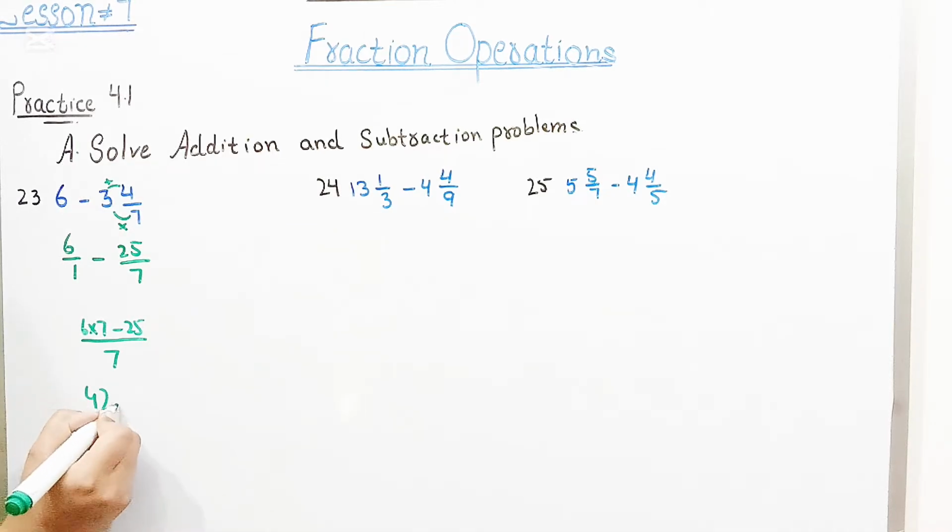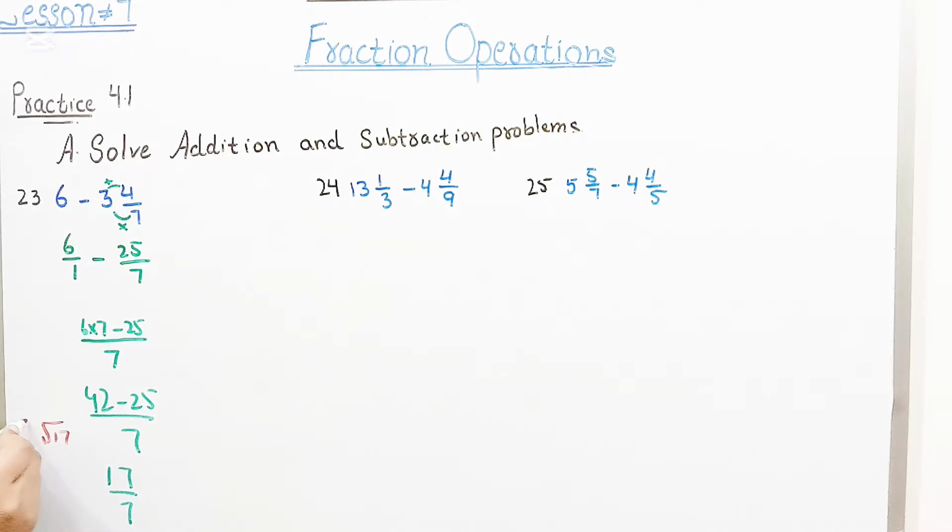42 minus 25 divided by 7, 17 over 7. When I divide them, 7 2s are 14, 7 3s are 21. 21 is a bigger value, so I write 7 2s are 14, remainder is 3. So I write 2 as a whole number, 3 remainder as the numerator, and the denominator will be the same: 2 3 by 7.